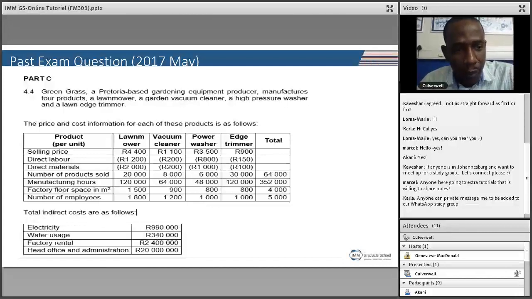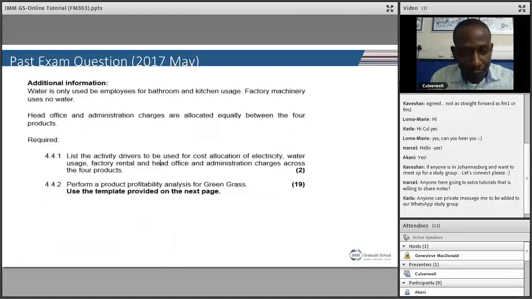But if you then look at manufacturing hours, factory floor space and number of employees, they were just giving us the factory floor space. They were giving you the space that is occupied by the manufacturing department that is looking at lawnmower, which is 1,500 square meters. I'll then move on.